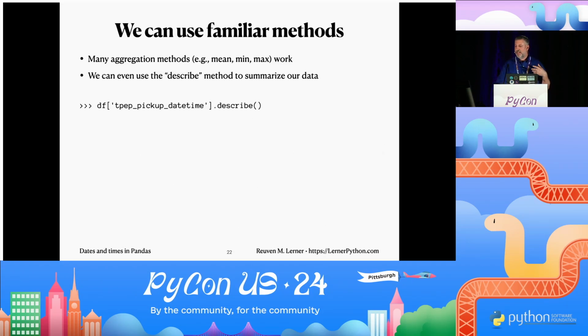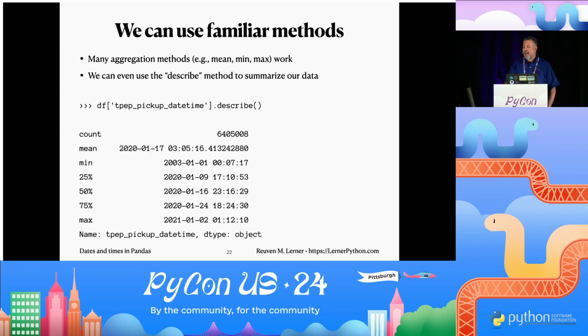So if I do that here, and if I say df tpep_pickup_datetime, when the person was picked up in the taxi, dot describe, I get this whole series back. Count, mean, min, first quartile, 50%, third quartile, and max. I get all these values. By the way, this was taxi data for January 2020. The min is from 2003, and the max is from 2021. Yeah, data is not always so clean if you hadn't heard.